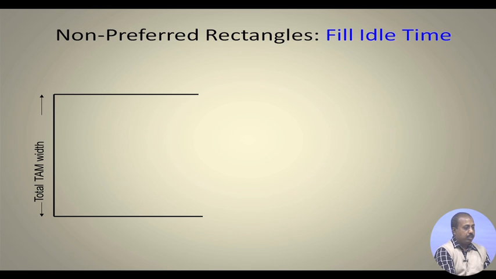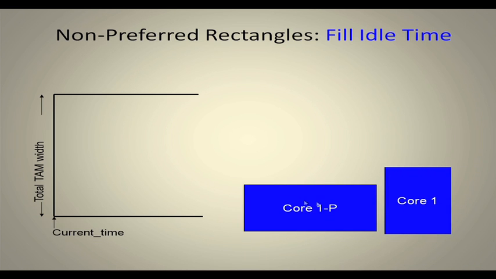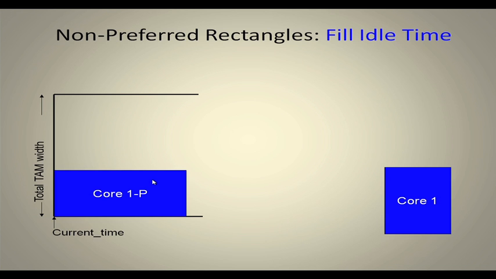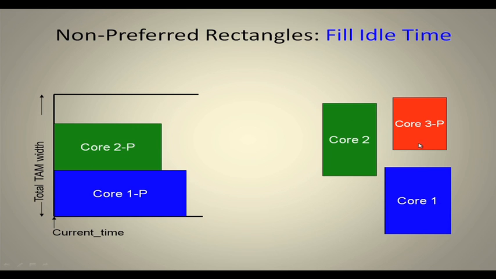Suppose this is the situation, and this is the current time. Core 1's preferred rectangle is this one, because of the Pareto optimality, so it is put into the TAM. Now core 2's preferred rectangle is this one, so it is put here. Now comes core 3, whose preferred Pareto optimal rectangle is this one, but it cannot be put here, so I have to go to the next time. So this is the other rectangle for core 3, and we see that this fits. If we decrease the TAM width, from here it has been decreased, then it fits, so it is put here.